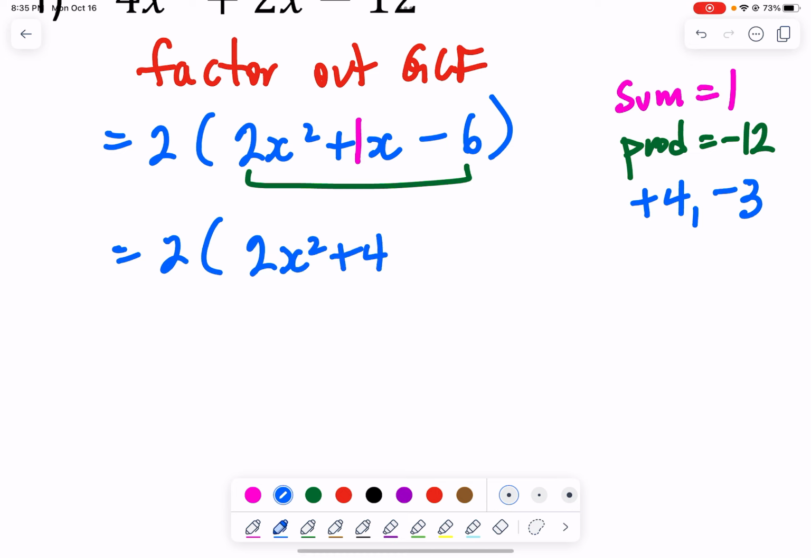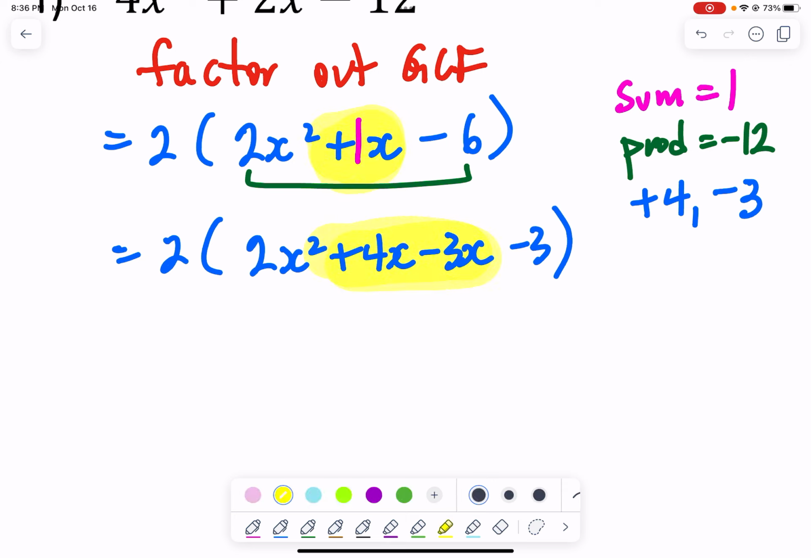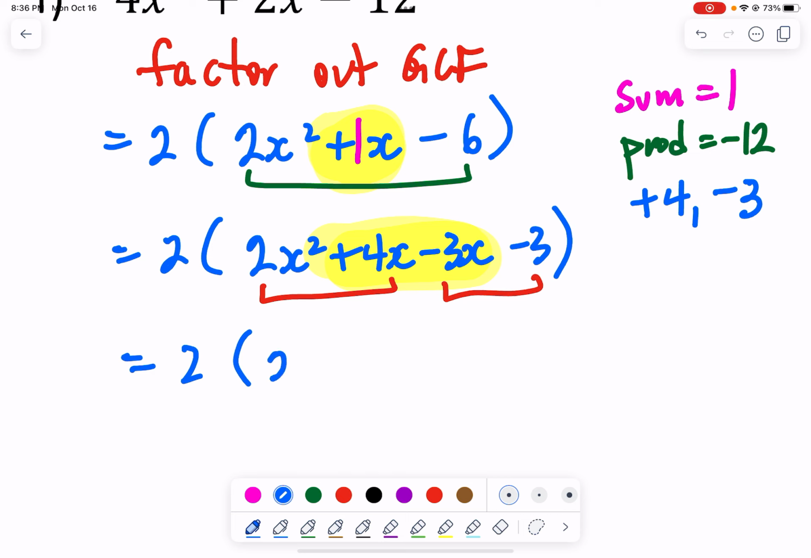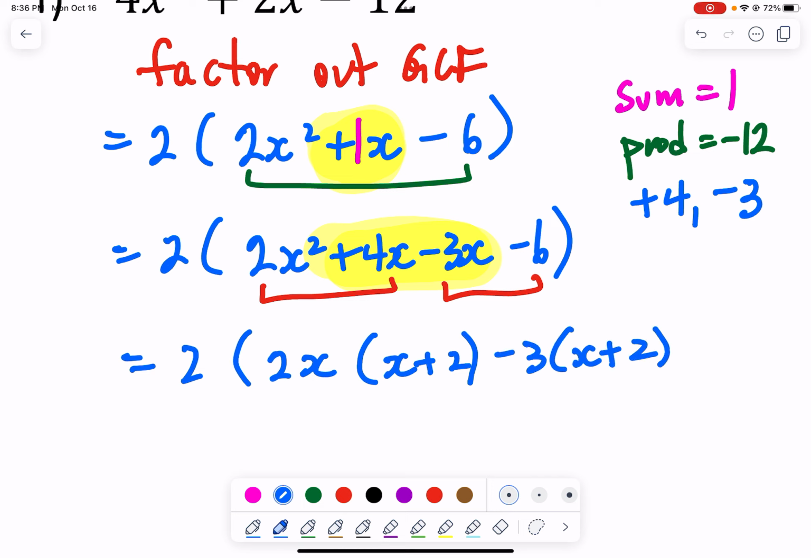So 2x squared plus 4x minus 3x minus 6, because really we're just decomposing that plus 1x into the plus 4x and minus 3x. Factor by grouping. 2 stays out front. I get 2x, leave behind an x. Oh, I copied that wrong. 6 was here, so 6 needs to be there. So I get 2x, x plus 2, and I'm going to factor out a minus 3 because I know I want that x plus 2 again. That's how I recognized I'd made a mistake.